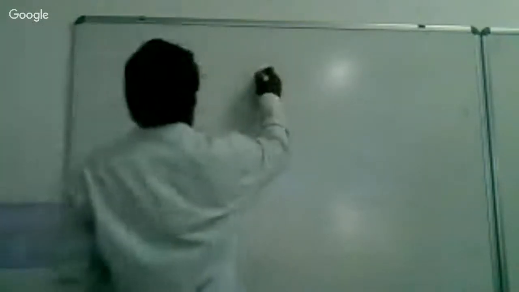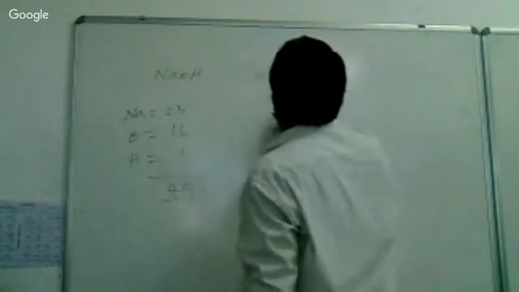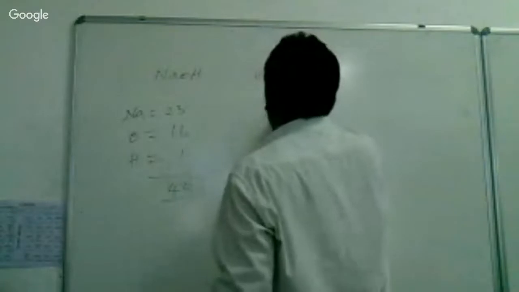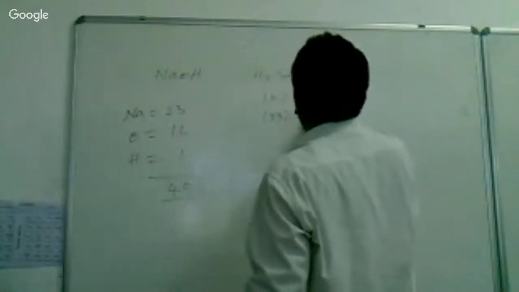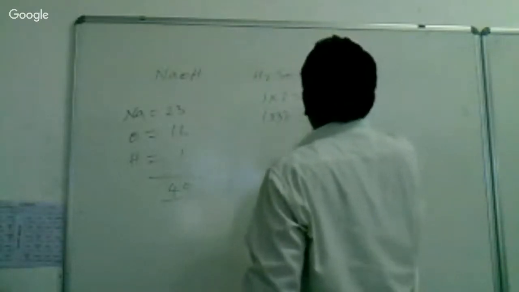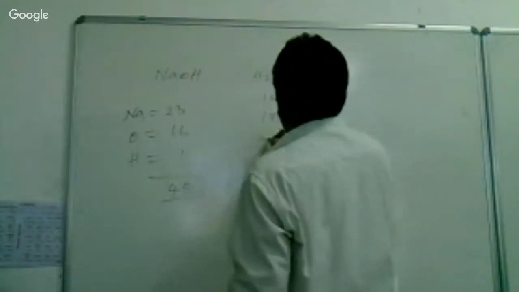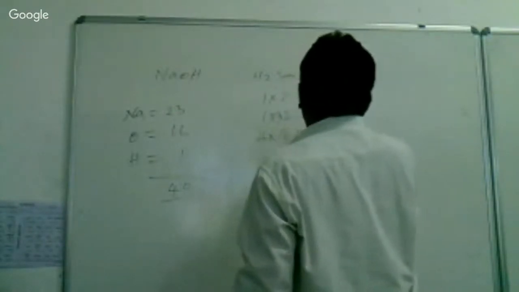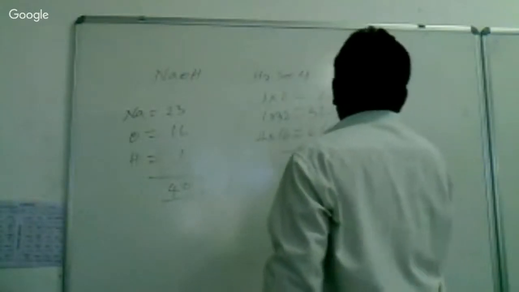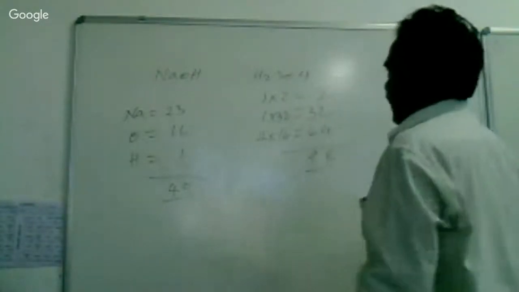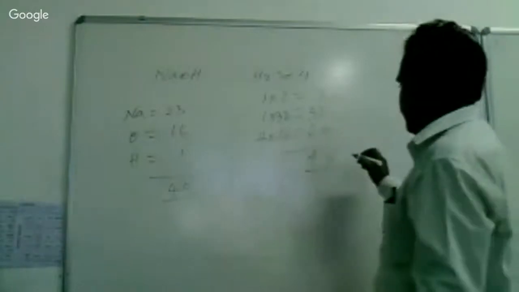In the same manner, H2SO4. There are 2 hydrogens, so 1 into 2 gives rise to 2. And sulfur, 1 atom, atomic weight is 32. And there are 4 oxygens, 4 into 16, nothing but 64. And the total becomes 98. So 98 is the molecular weight of sulfuric acid.